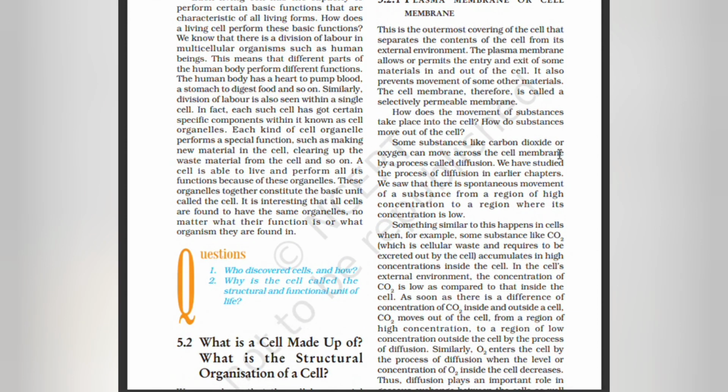Some substances like carbon dioxide and oxygen can move across the cell membrane by a process called diffusion. We have studied the process of diffusion in earlier chapters. We saw that there is spontaneous movement of a substance from a region of higher concentration to a region where its concentration is low. Something similar to this happens in cells when, for example, some substance like CO2, which is cellular waste and requires to be excreted by the cell, accumulates in high concentration inside the cell.